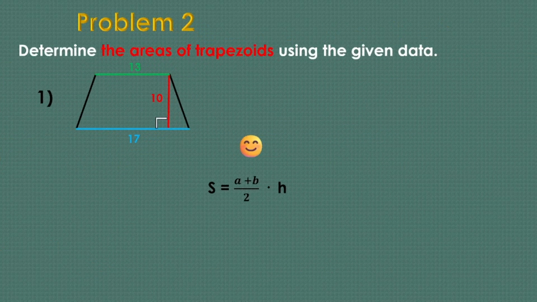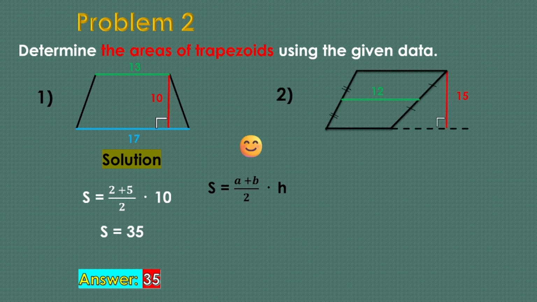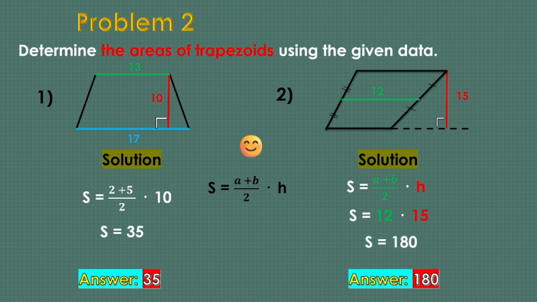Problem 2. Determine the area of the trapezoid using the given data. And so on the figure given, everything necessary to find the area of the trapezoid is given to us, so we boldly find it. S equals (2 plus 5) divided by 2 times 10. The area of the trapezoid is 35, so the answer is 35. Now let's look at the second trapezoid. We see that the midline, which is highlighted in green, is already given to us, so we just have to substitute 12 instead of this half sum. After the substitution, we have that the area of the trapezoid is 12 times 15, which is 180. The answer is 180.